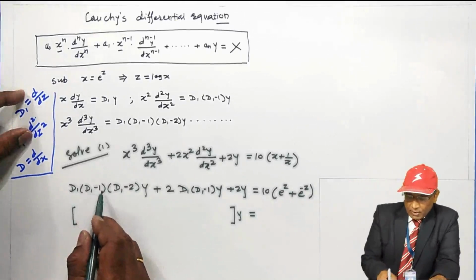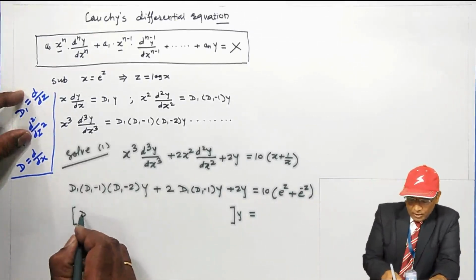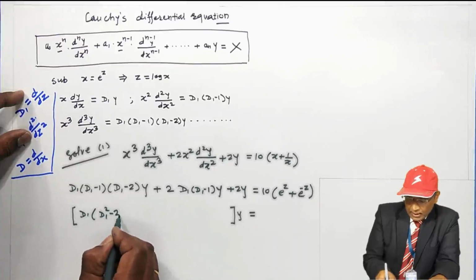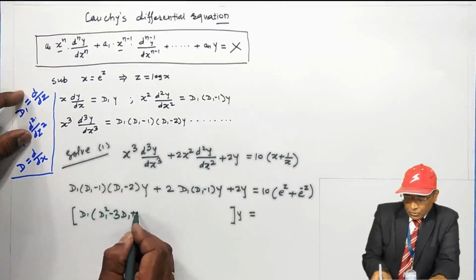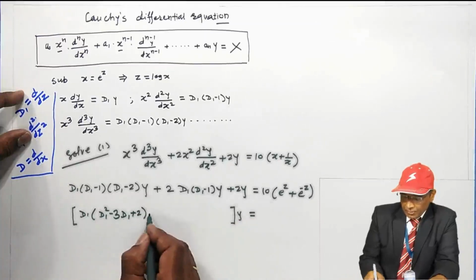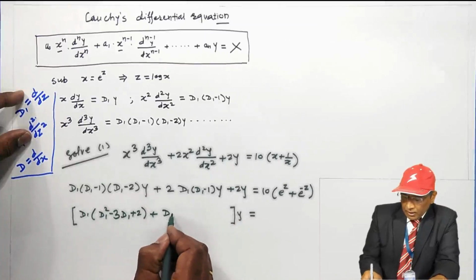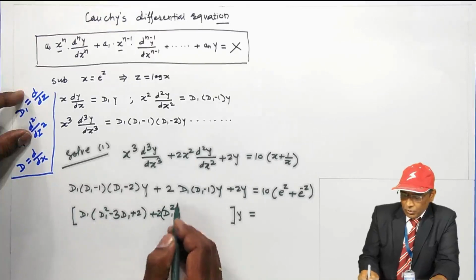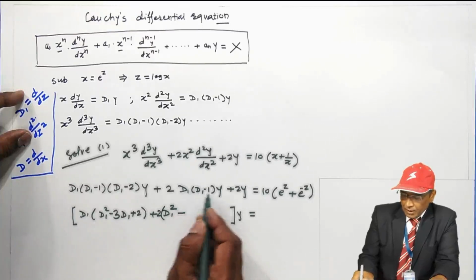The (D1 minus 1) into (D1 minus 2), what is the product of this? D1 square minus 3 D1 plus 2. I have taken y common, D1 into D1 square minus D1.